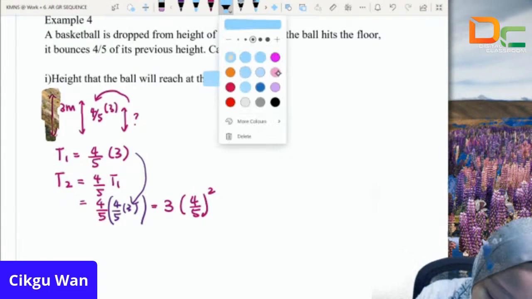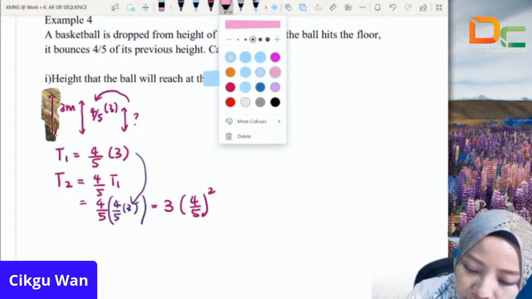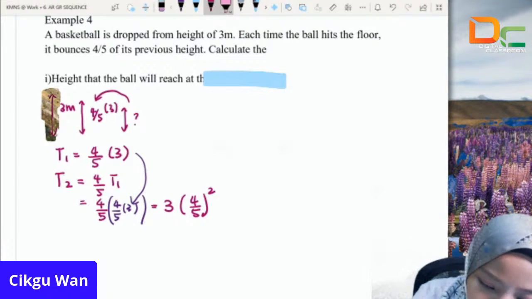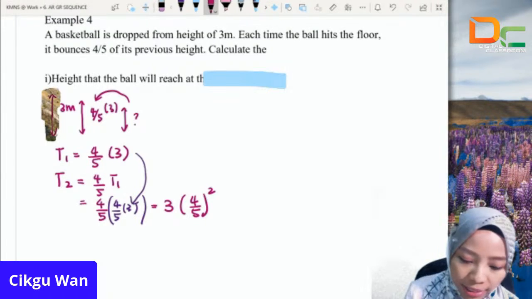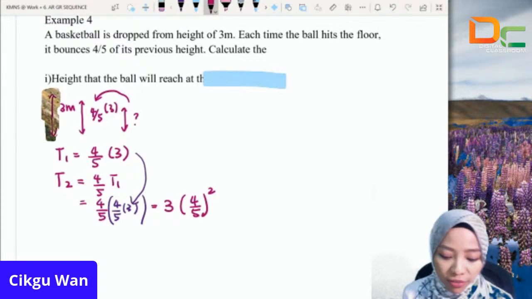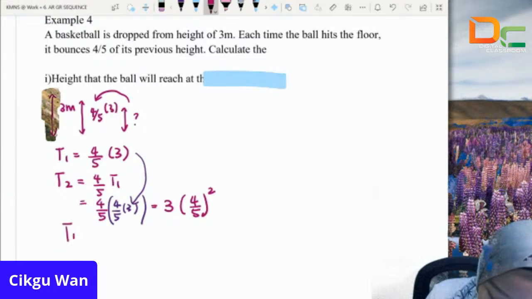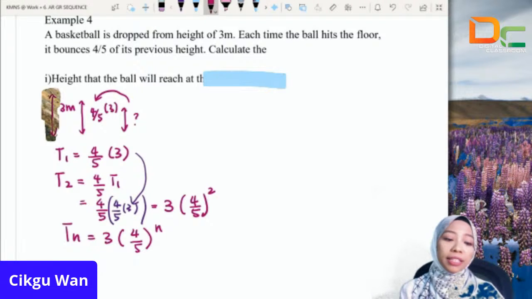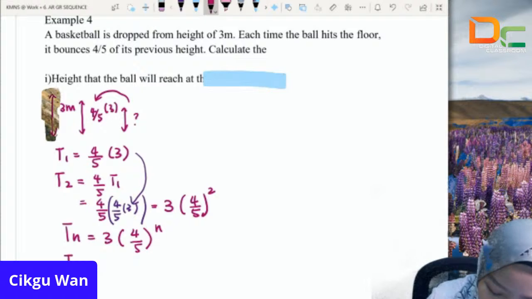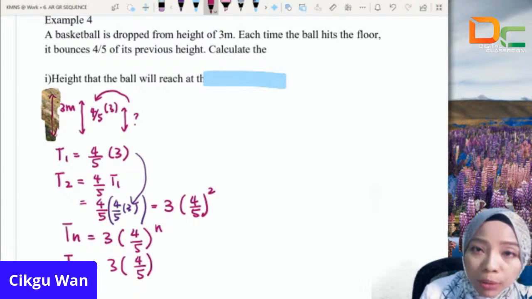Okay, my highlighter made it hard for you all to see. Alright, can I continue? So what do you expect for T? So T2 is 3, 4/5 squared. For Tn, it will be 3, 4/5 to the power of n, right? As we did earlier. So if you want T6, it is 3, 4/5 to the power of 6.